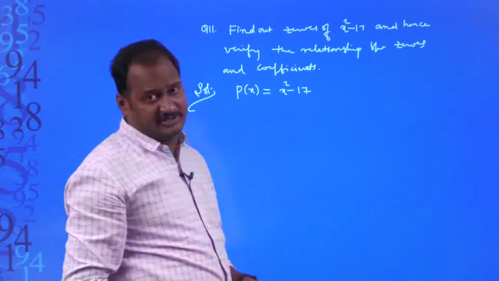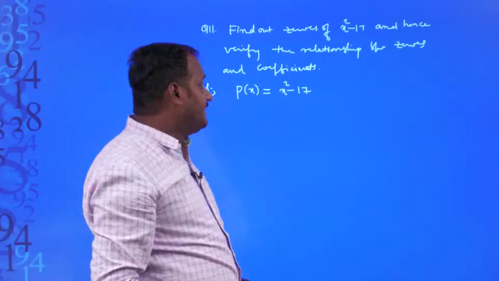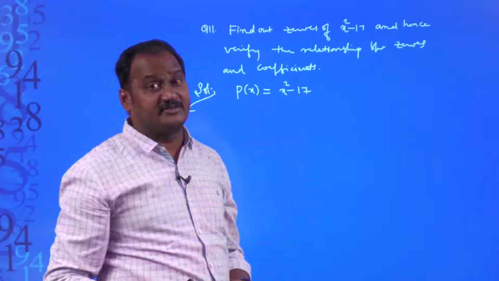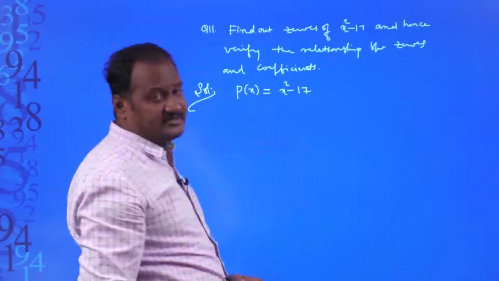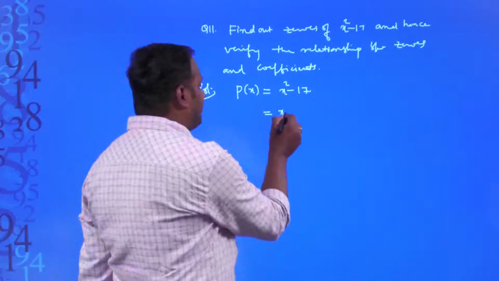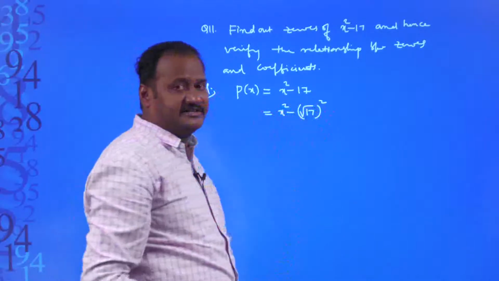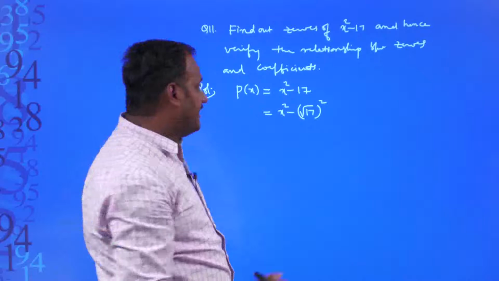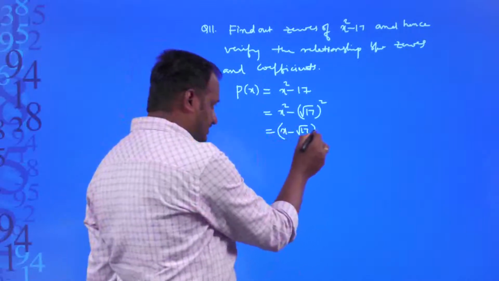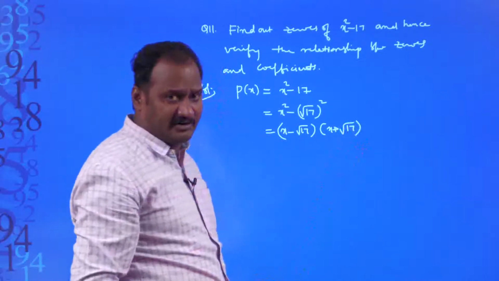Since it has only two terms and the first term is a square number, then to compare this with a square minus b square, the second number should also be a square number. How do I make this 17 a square number? How much whole square is equal to 17? Then it is going to be x square minus square root 17 whole square. Now it is in the form of a square minus b square, and the formula for a square minus b square is a minus b times a plus b. Okay. So these are factors of the polynomial.